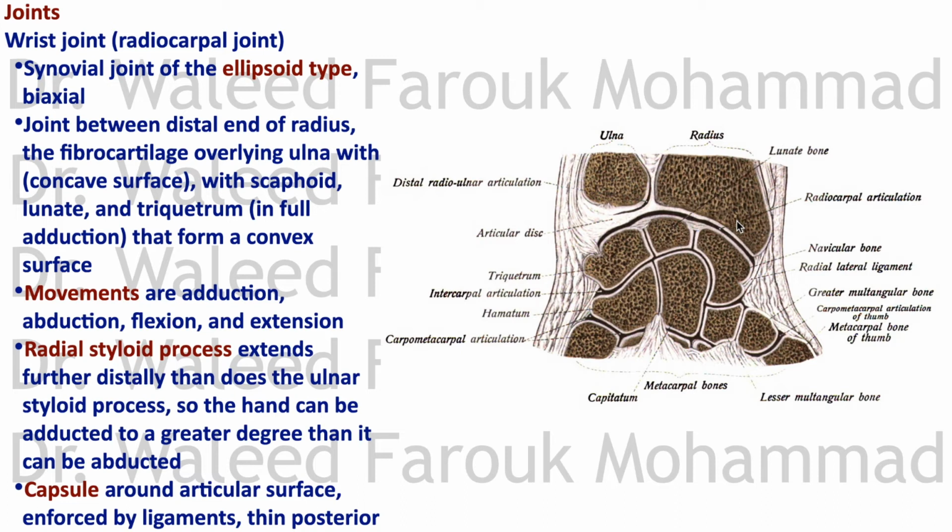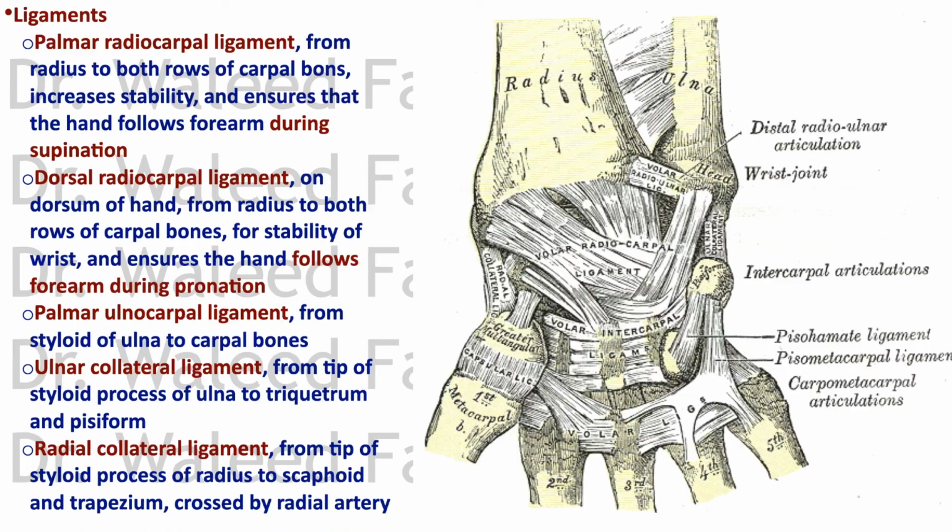The capsule is around the articular surfaces and enforced by ligaments. It's thin posteriorly. Now the ligaments of the wrist: we have the palmar radiocarpal ligament from the radius to all the carpal bones. This ligament increases the stability and ensures the hand follows the arm during supination. We have the dorsal radiocarpal ligament, the same ligament but on the back, and it's also for stability and makes sure that the hand follows the forearm during pronation.